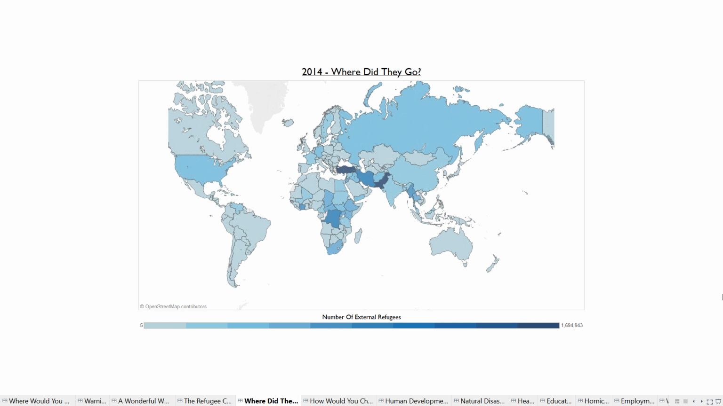And these are all the countries where they went in 2014, with the dark blues showing the countries which had more external refugees, so refugees coming from other countries in those countries. So obviously, if you're a refugee, how would you choose where to go? Can anyone think of, well, actually you can probably read it.